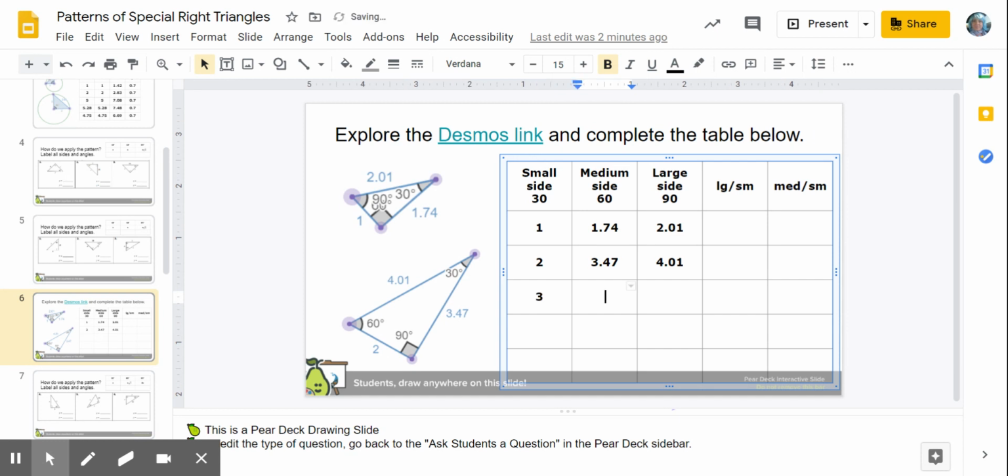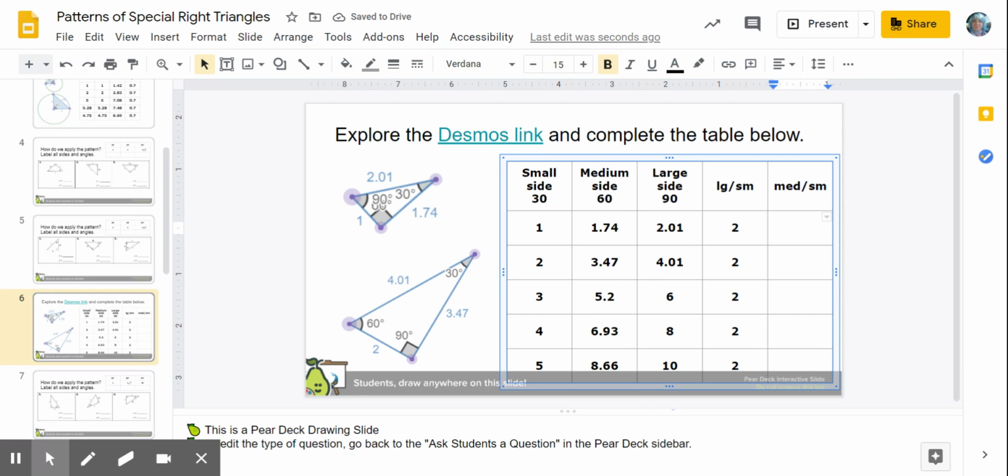So I've got 3, 5.2, and 6, and 4, 6.93, and 8, and 5, 8.66, and 10. So the ratio of the large over the small, 1 divided by 2.01 is basically 2, right? And 4 divided by 2, the large divided by the small, is basically 2. So this is what Mikhail just found out. I'm sure lots of people noticed it. He was just the first one to voice it.